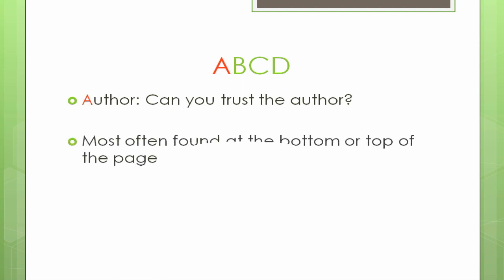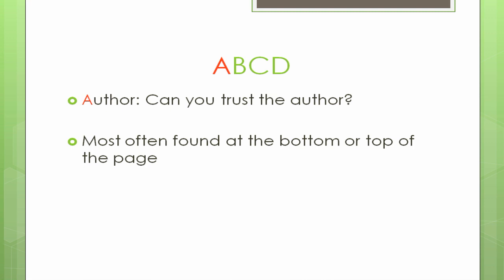So our first letter of the ABCD acronym is A, which stands for author. So can you trust the author? Because if you can trust the author, that'll tell you a lot about the website. Who's making the website or who's writing the content of a website really goes a long way. So we can find the author usually at the top of the page or the bottom of the page. Top of the page if it's a company or a corporation, bottom of the page if it's like an article or a specific page written by one person.